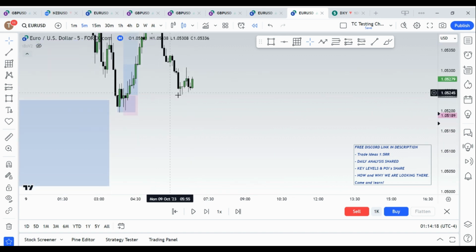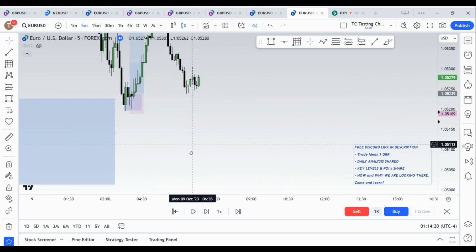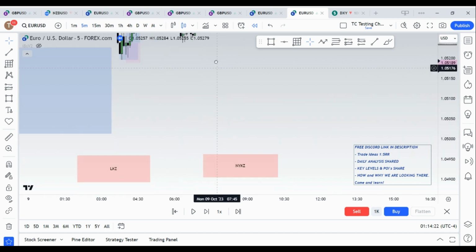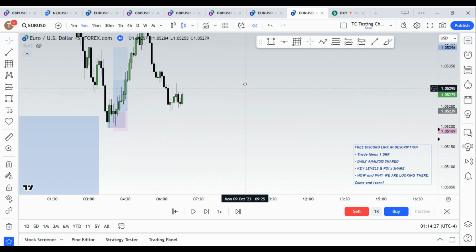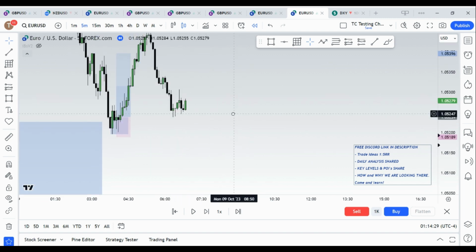So a lot of the time, these lows that are formed within the kill zone can be used as liquidity for, obviously, when the kill zone opens, we get a Judas swing in the opposite direction to then liquidate and continue the move, obviously faking traders out.